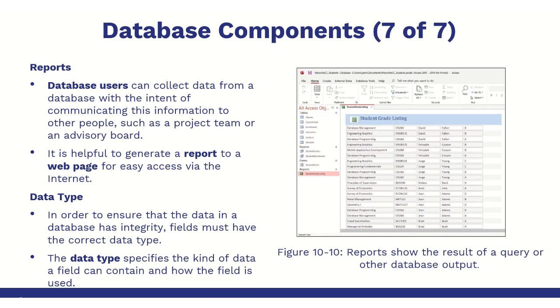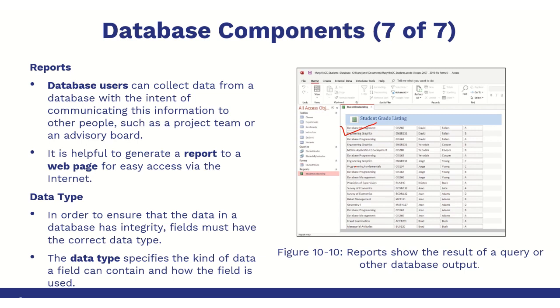So you can see on the right hand side here, there is a report generated for students grade listing, and you can see here that the course name is there, the different class name is there, the student ID, student names are also there, and the grade value is there.